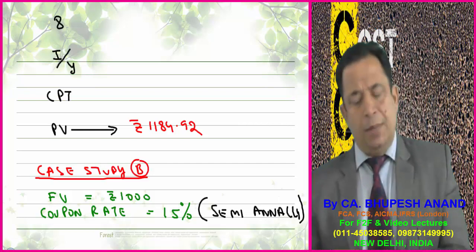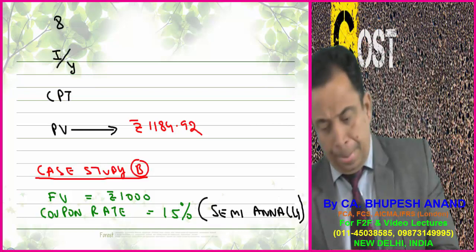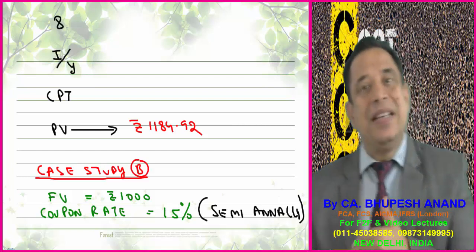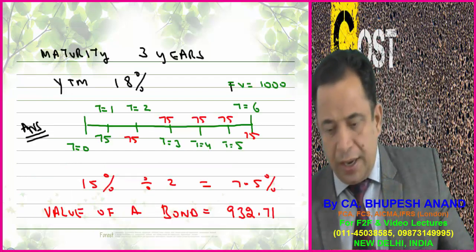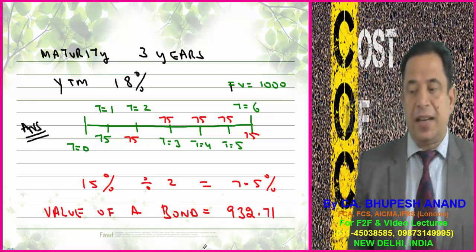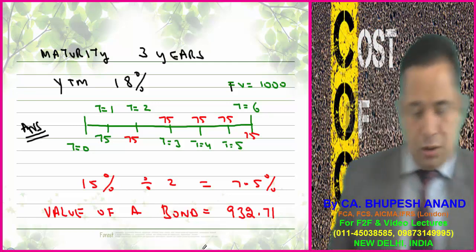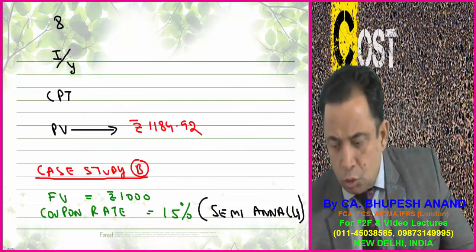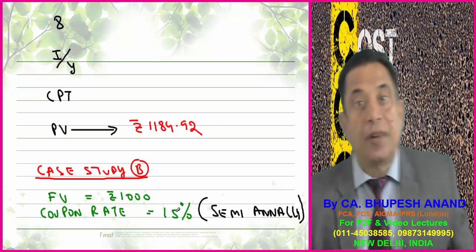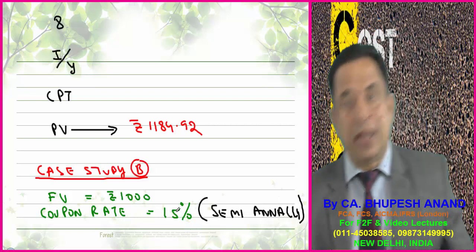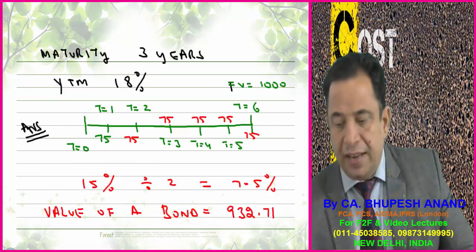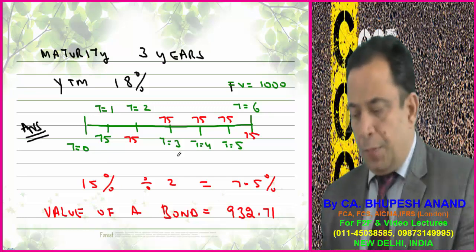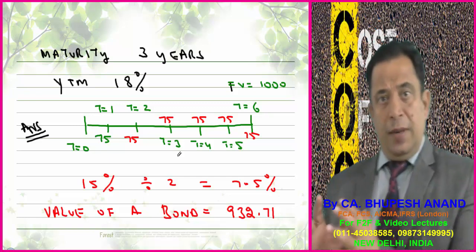So please write down case study number B. Face value 1000. Coupon rate is 15%, but this interest they pay six-monthly, semi-annually. Maturity is 3 years. YTM is 18%. I have prepared a diagram, a timeline, for that. How much is the coupon? That is 15%. So 15% of 1000 is 150, and that comes to 75 semi-annually. I have written 75 for 6 periods. The value of the bond will be 932 rupees.